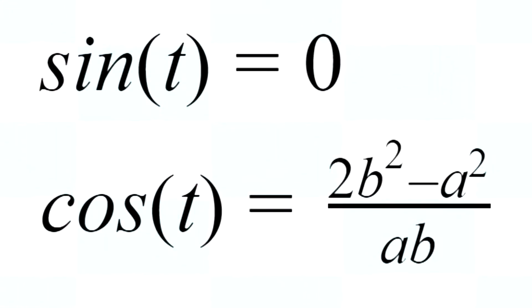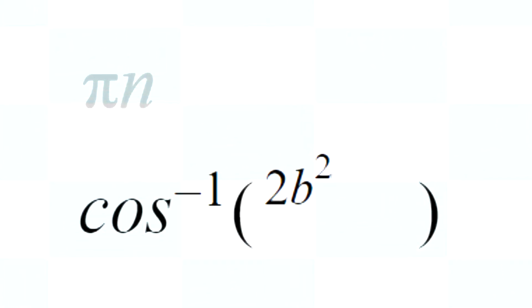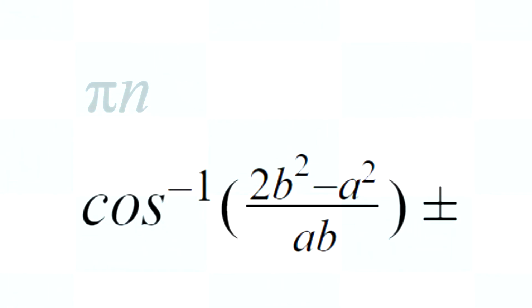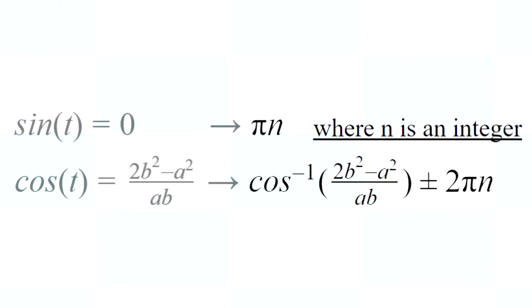Eventually, you'll end up with the solutions of pi n and inverse cosine of 2b squared minus a squared all over ab, plus minus 2 pi n, where n is basically any integer. And that wraps up step 2. Let us now proceed to step 3.